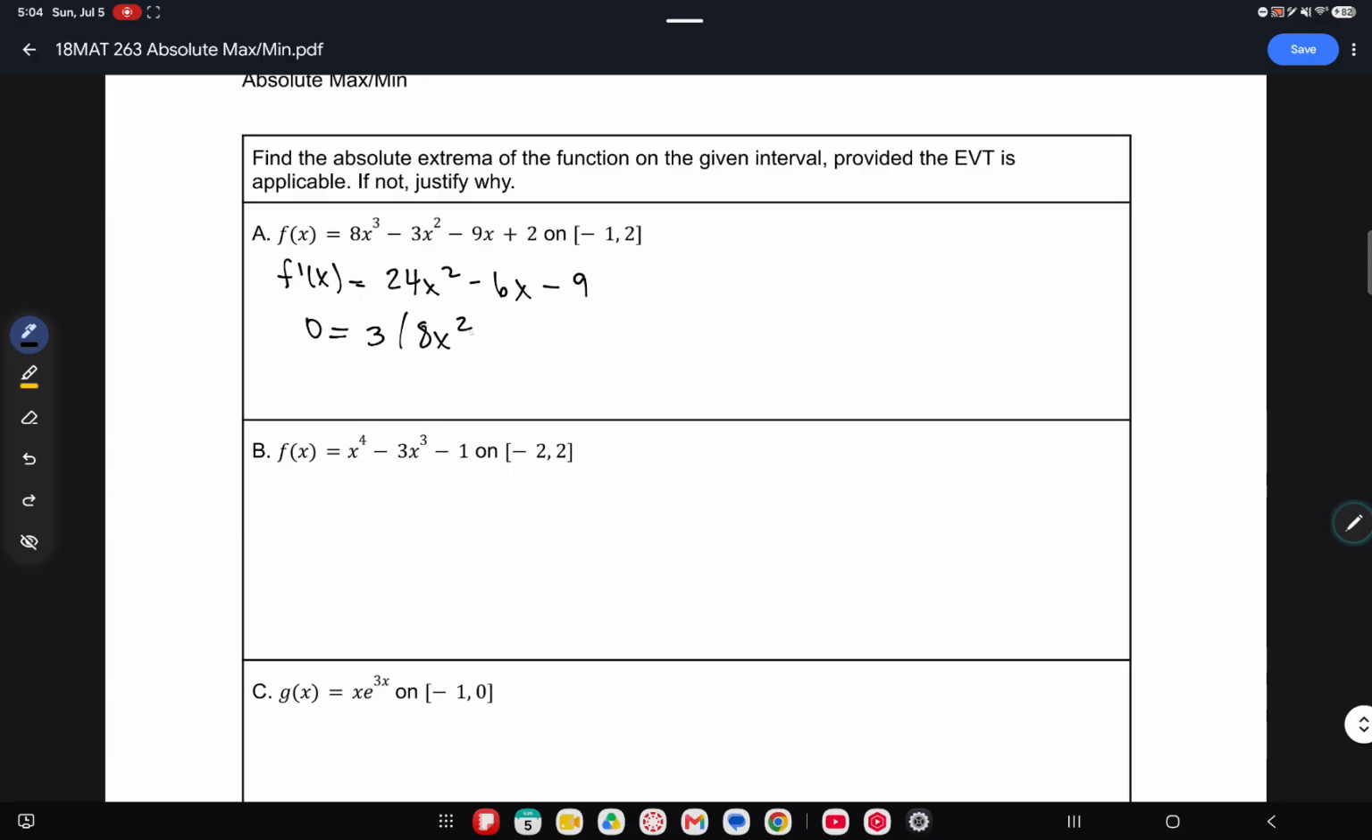So 8x squared minus 2x minus 3. And then I want to find the zeros. I could do the quadratic formula, but I'm going to do slide and divide and see if that works. So I slide this number over and multiply.